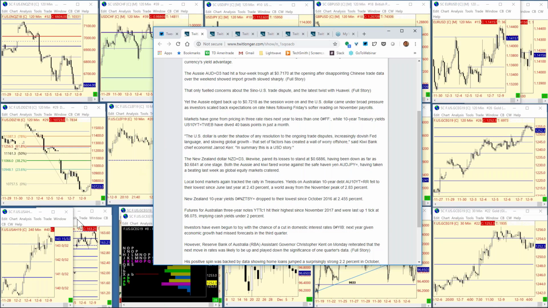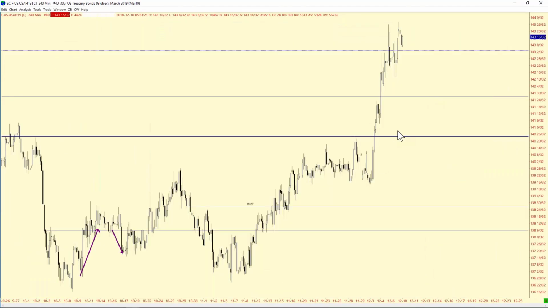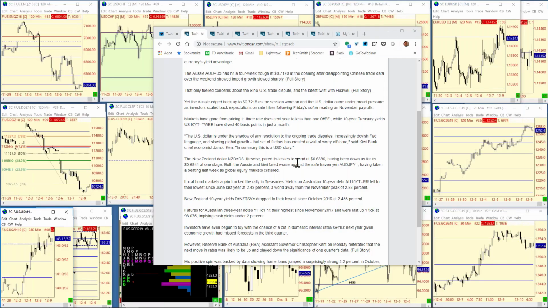Well, now we've seen a complete opposite move. You've seen here, look at this, we're still continuing to mount higher. Look at this. So that's going to have to be factored in, and so we would expect the dollars to start to slide back.